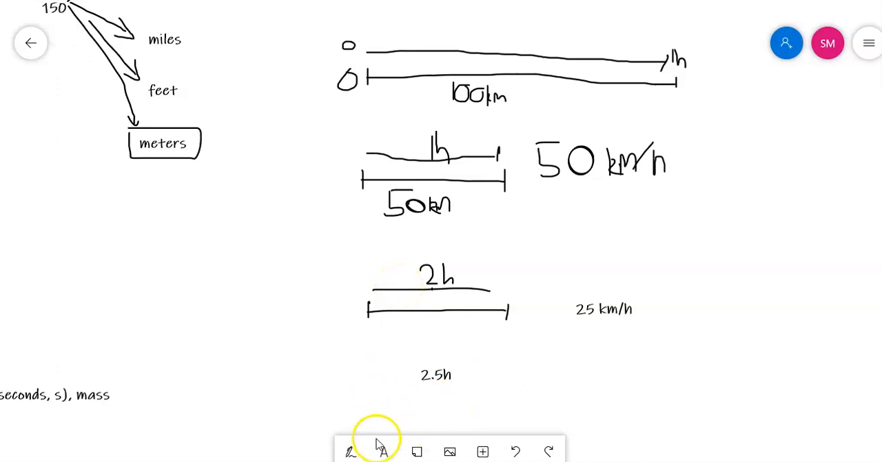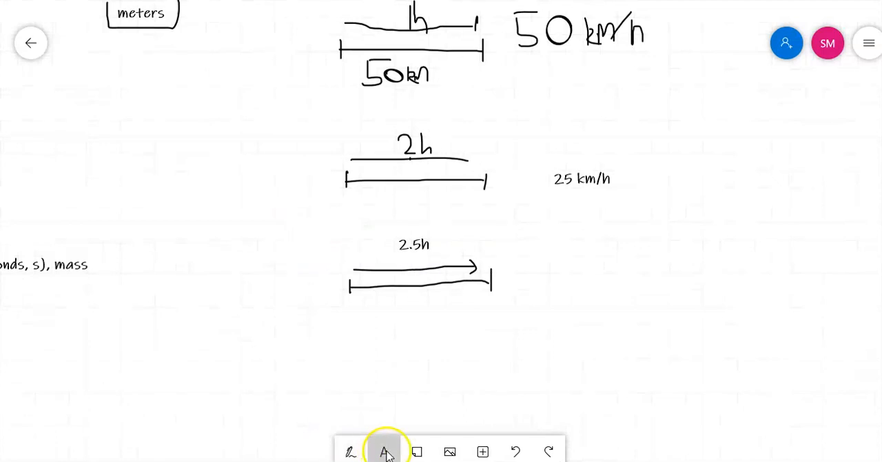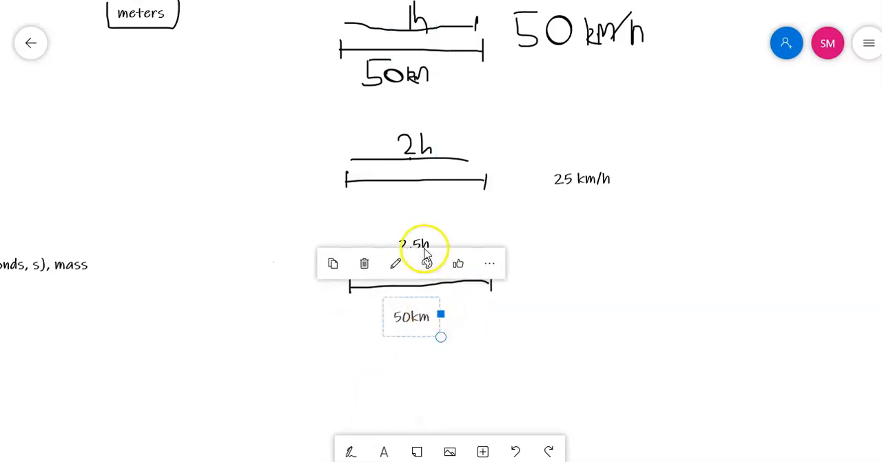So if it took us 2.5 hours to travel along the road, which is 50 kilometers, how do we work out what the speed actually is for us to travel that distance? What we're doing here, and we might not realize it, is taking the distance and dividing it by the time. So in this case, we took 50 kilometers and divided it by 2, so we got 25 kilometers per hour. For this one, we have 50 kilometers and we divide that by 2.5.